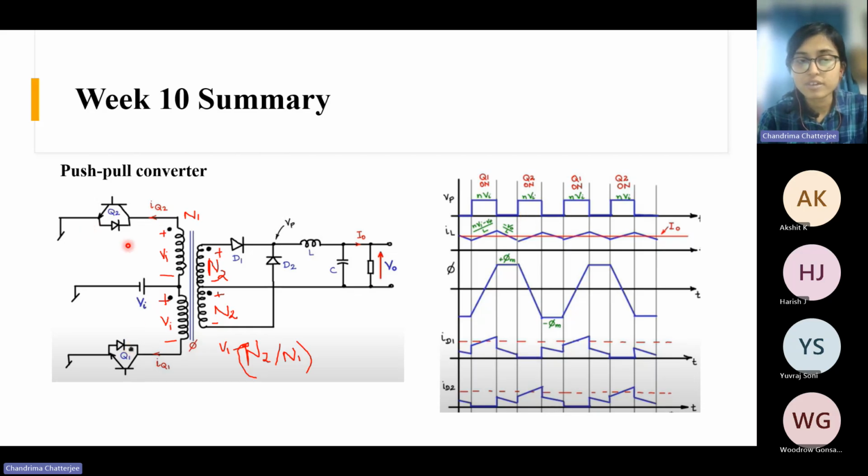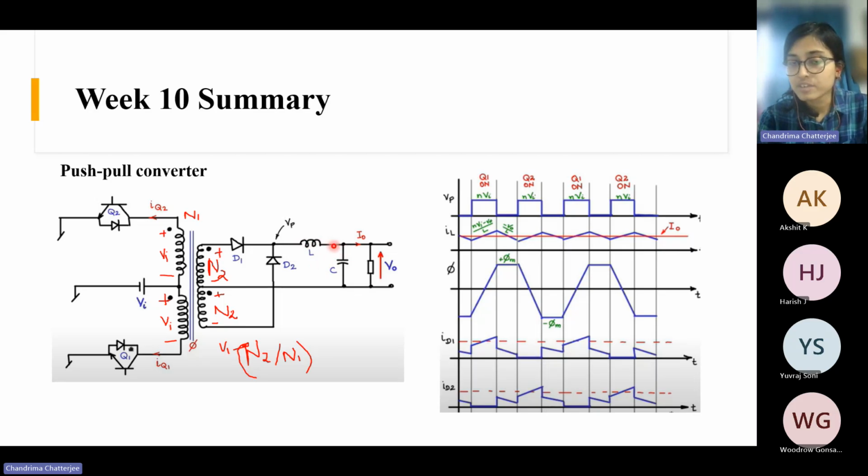Q1 is also off and Q2 is also off. So when both these devices are off, then what will happen? If you see the secondary side, when Q1 was on, the inductor got energized. Now the inductor will freewheel.